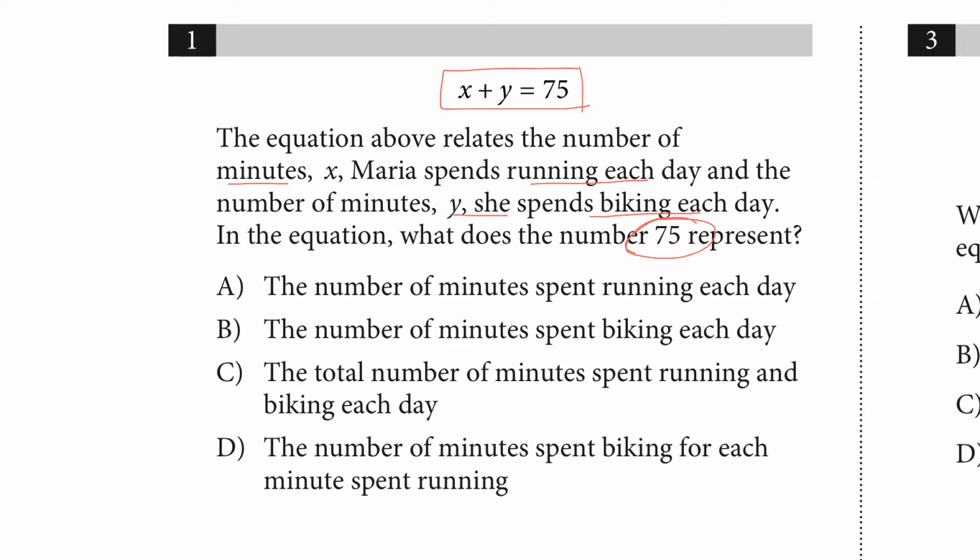So the sum of those two, or the total, is 75. So is it the number of minutes spent running? No. Is it the number of minutes spent biking? No. The total number of minutes spent running and biking, that's the correct answer. So answer C for problem number 1.